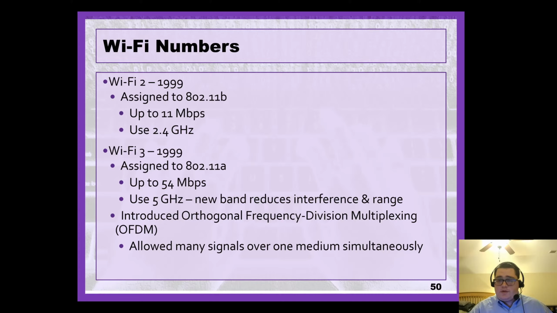Wi-Fi 3 is assigned to 802.11a and supports speeds up to 54 megabits per second. It uses the 5 gigahertz frequency range, which is a new band that reduces interference and range, meaning that because 5 gigahertz is a different wavelength, it actually doesn't travel as far, at least with good quality. Wi-Fi 3 also introduced orthogonal frequency division multiplexing, which basically allowed many signals over one medium.